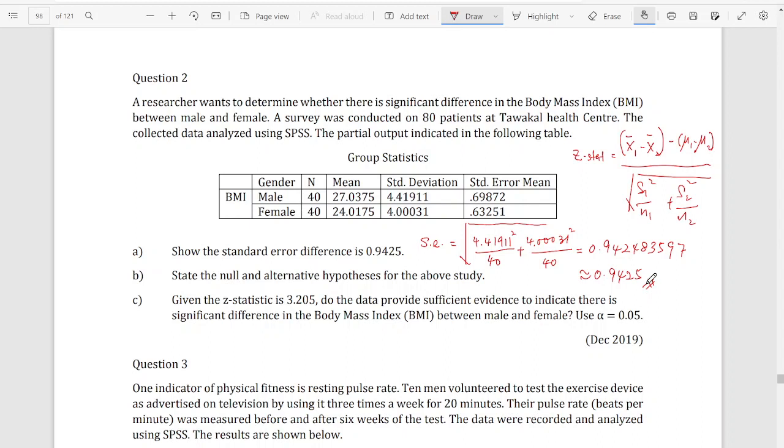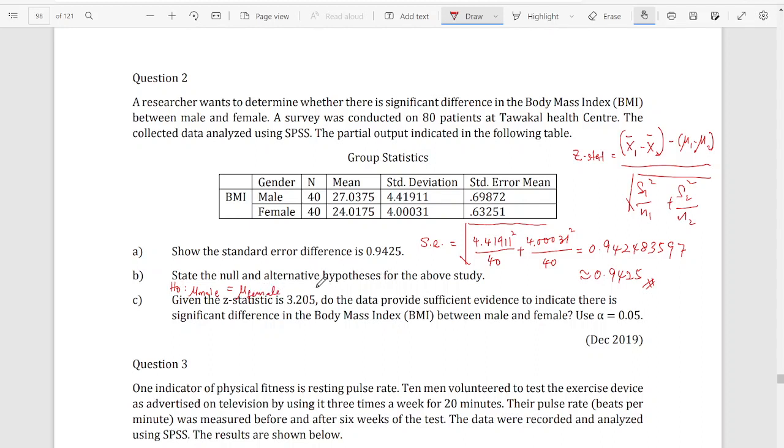Okay, the next one kita nak tengok state the null and alternative hypothesis for the above study. So what is the null hypothesis and what is the alternative hypothesis? Of course, the null hypothesis will be, biasalah kan, sama dengan kan, right? So in this case, kalau tengok soalan tu katakan whether there is significant difference in the body mass index. So dia nakkan significant difference, just difference saja. So you have H naught will be mu, dia nak apa? Male dengan female kan? So mu male is equal to mu female.